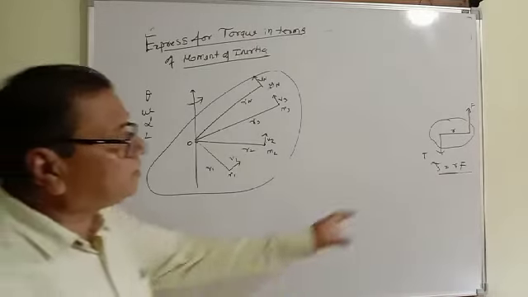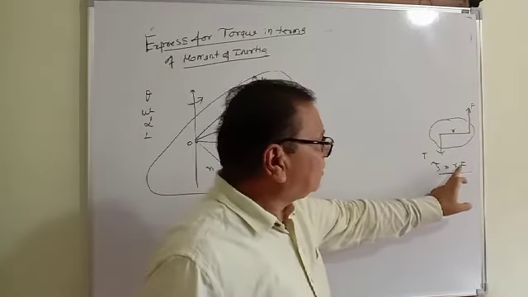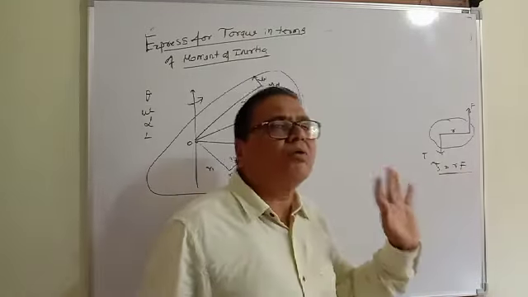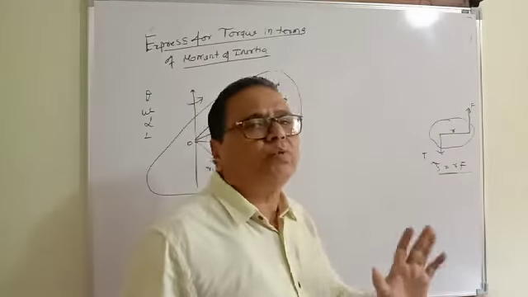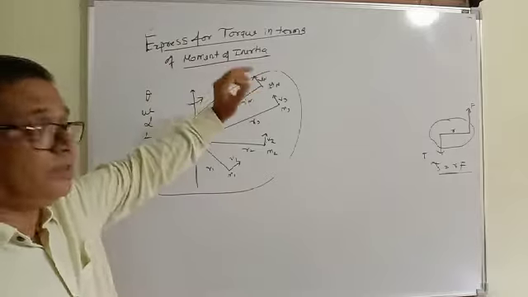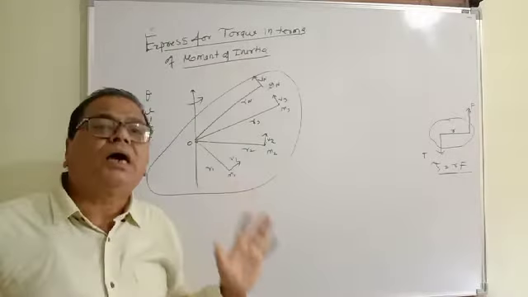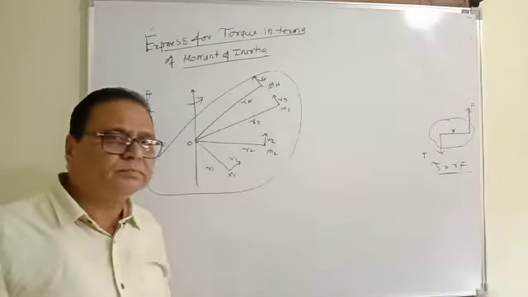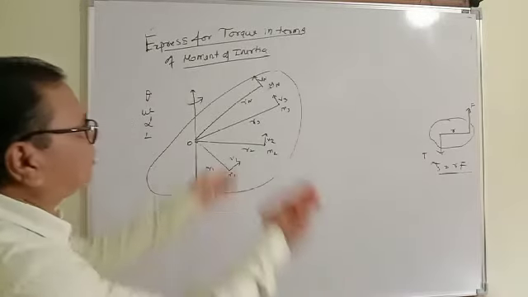But this is in the form of R and F. Now we have to express it in terms of moment of inertia. Moment of inertia chya form madhye aplyala expression kadhayachi aahe. ते कसं काढायचं? पुन्हा तेच डायग्राम.